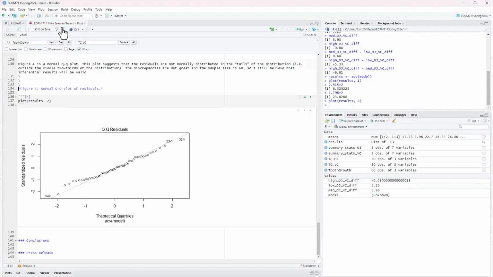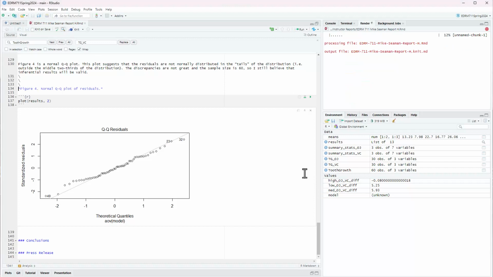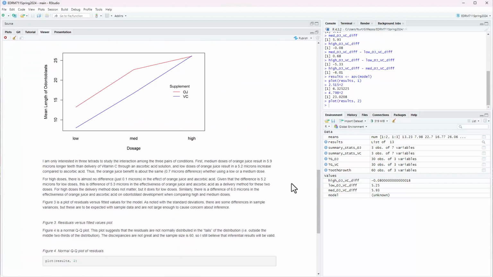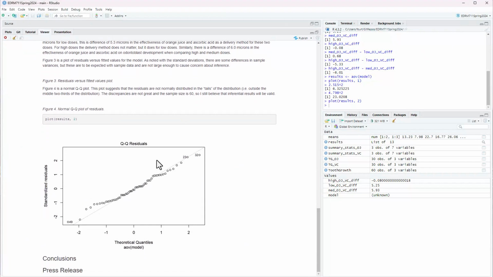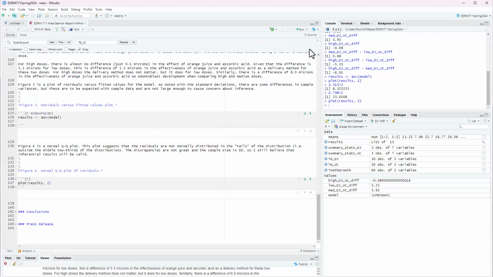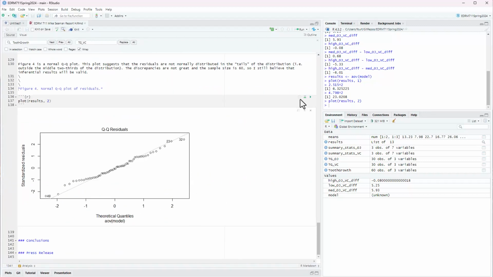Let me go ahead again and check how things are looking here to make sure I didn't miss anything in terms of formatting. And I did. I didn't turn off the last code chunk, so let me go ahead and do that. All right, now that I believe I have reasonably met the conditions for valid inference, it's time for me to do those inferences. And so let me start with the omnibus analysis.